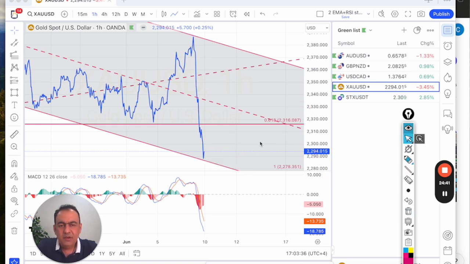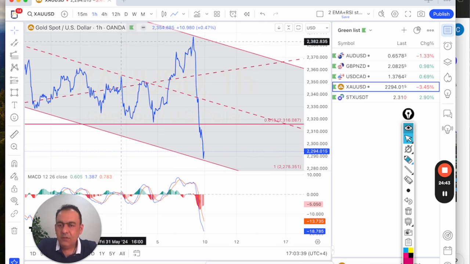So please be patient on Monday, wait for the bullish divergence to be completed, let gold make some short-term corrective waves upwards and then join the sellers.